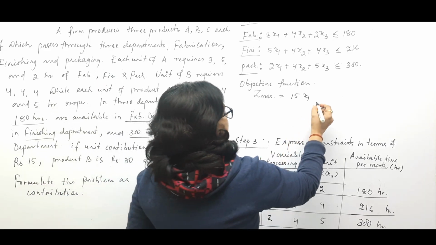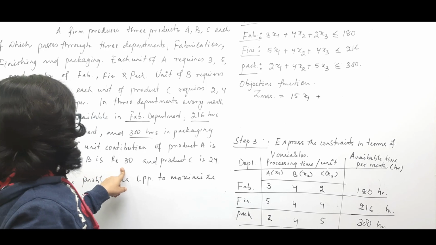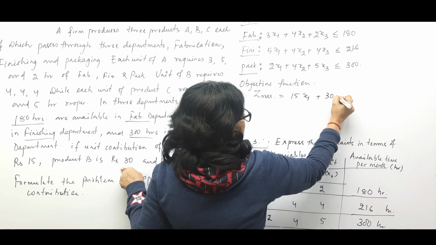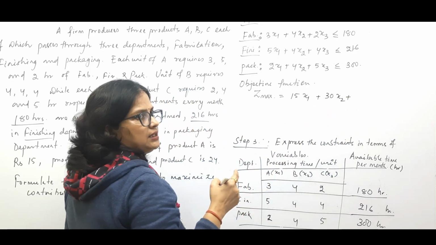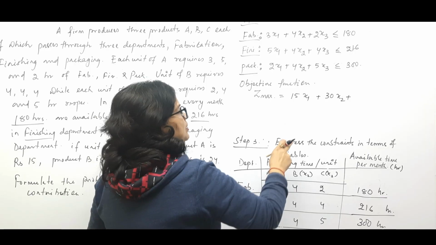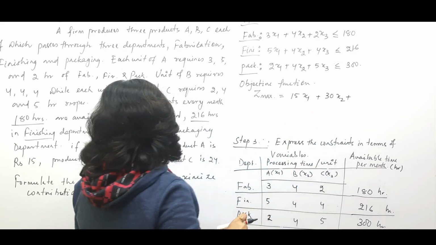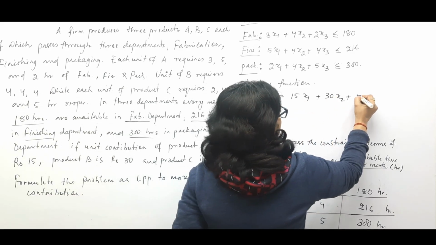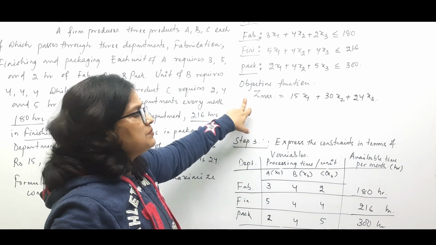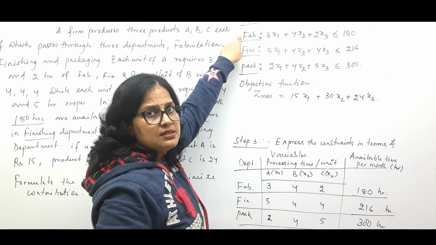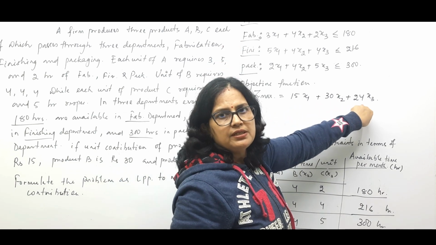Like this we have to write, plus the unit contribution of product B is 30 rupees. If we are producing 1 unit of product B, then we get 30 rupees profit. So if the number of units is X2, then the total profit will be 30 X2, and product C is 24 rupees, so 24 X3. This is our objective function, subject to the constraints. And what is the non-negativity constraint? X1, X2, X3 should always be greater than or equal to 0.